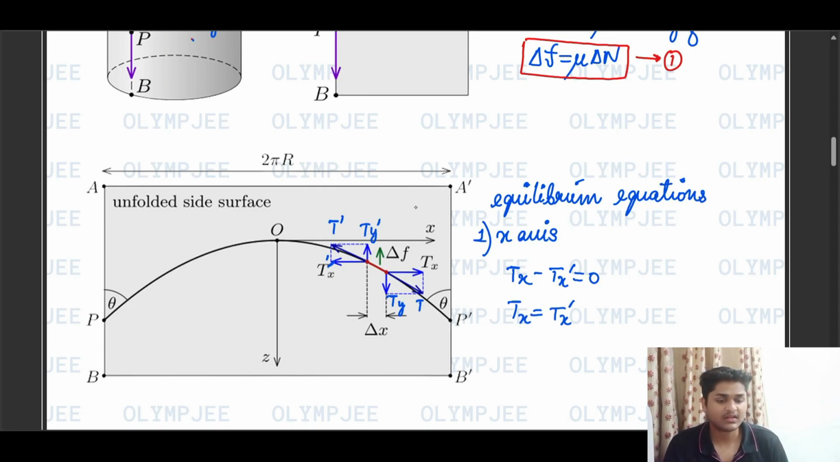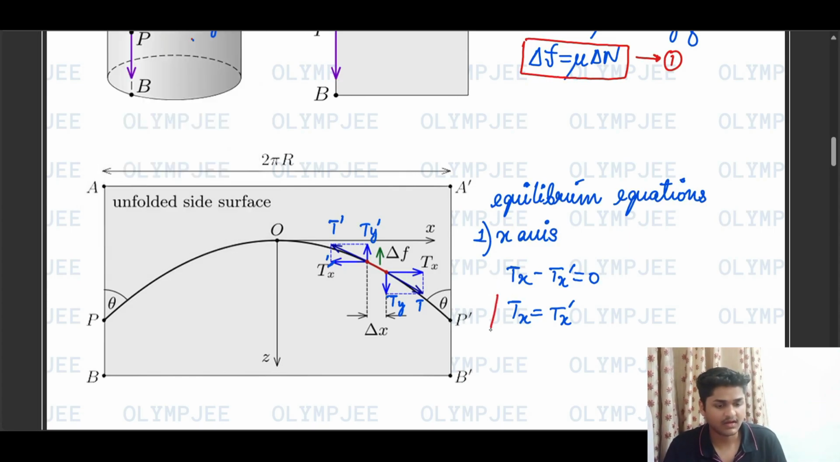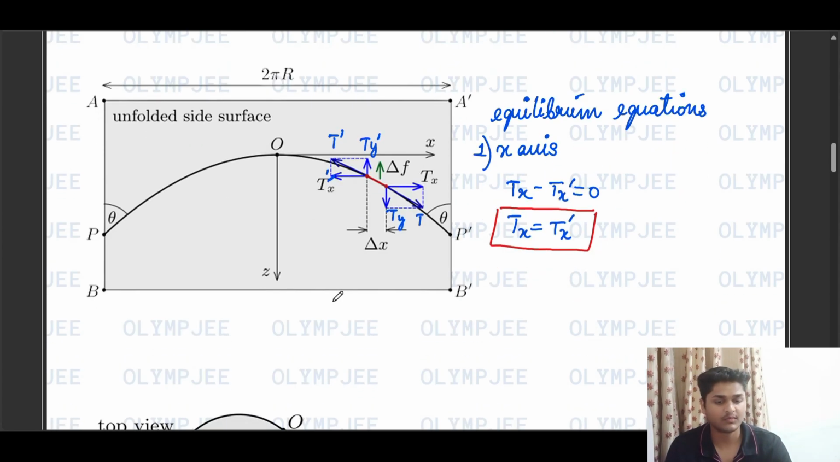So this gives us that the component of the tension in x direction will be constant. And this is a very well-known fact in catenary problems. Catenary problems you can find on YouTube or in Pathfinder and different Olympiads. So in catenary problems, always the component of the tension in x direction is equal, because there is no other force in the x direction.